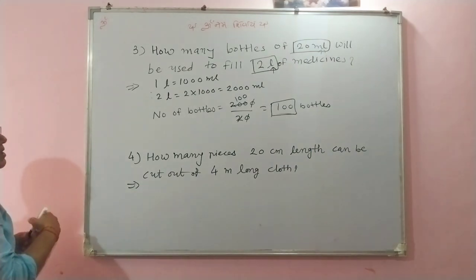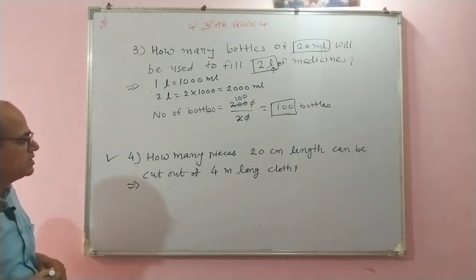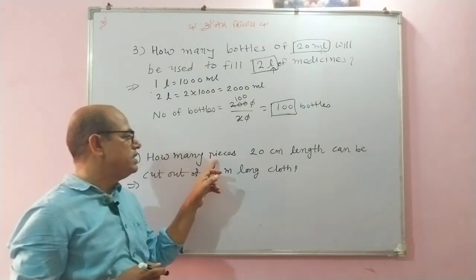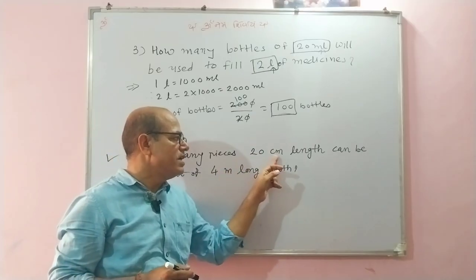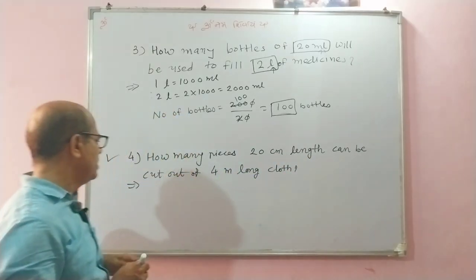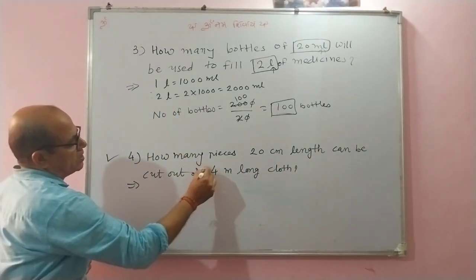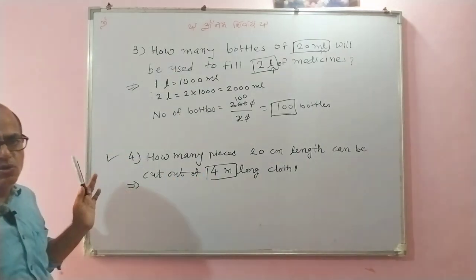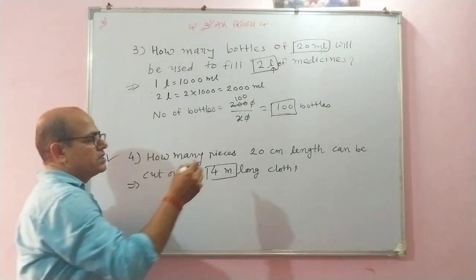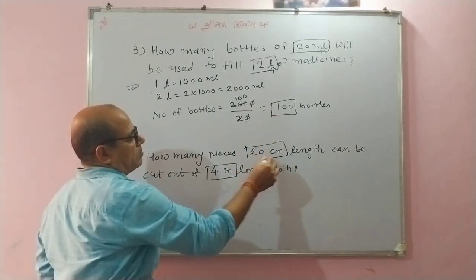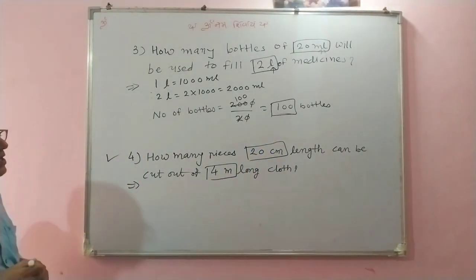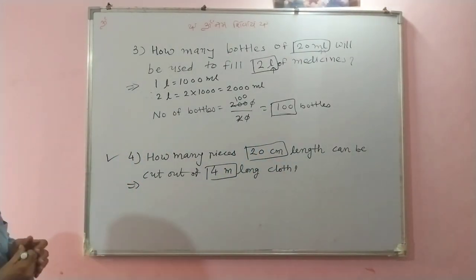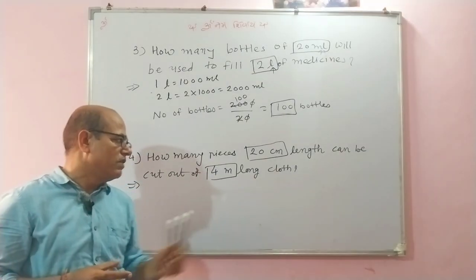Now one more example is given. Second example: how many pieces of 20 centimeter length can be cut out of 4 meter of long cloth? There is a piece of cloth 4 meters long and we need small pieces of 20 centimeter. So how many pieces will be made from this, right?